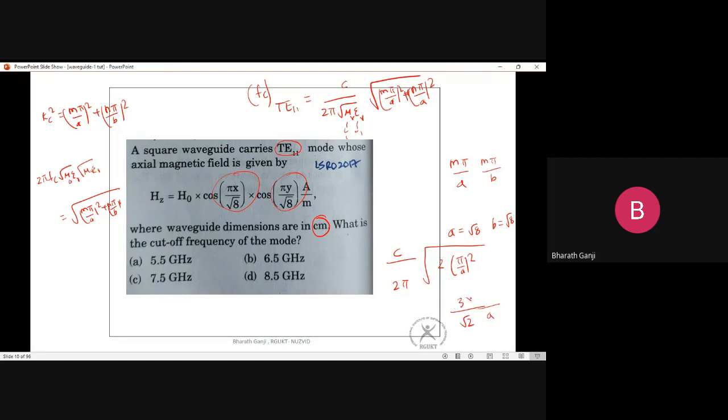So C is 3 into 10 to the power of 8, we can write. So all I can see is if I put a is equal to square root of 8, what is the answer I get? C sir. 7.5 gigahertz. Okay. So you can see there is an answer of 7.5 gigahertz here.